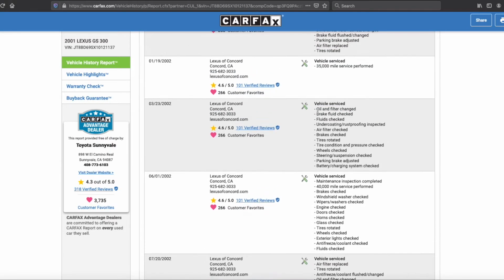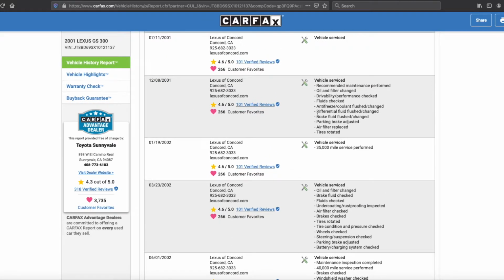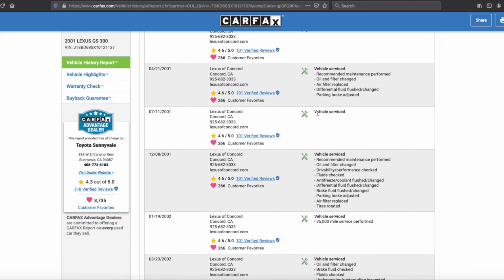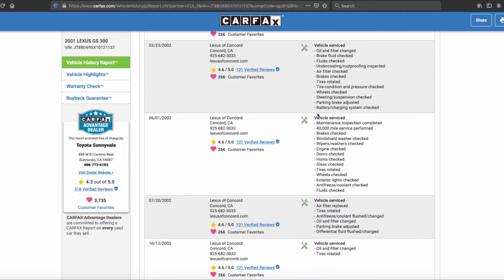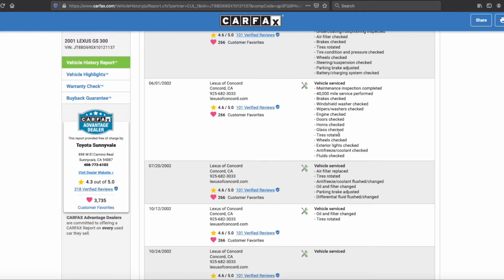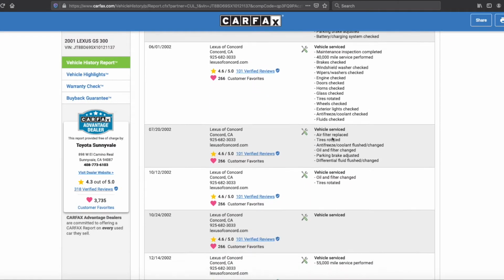Looking at these dates, they're pretty consistent overall. No gaps or anything like that. So they actually did not neglect service. The 40,000 mile service, you could read through it. Of course, the oil change would probably be part of it. So all these were checked, they didn't really do anything, they just looked at it.